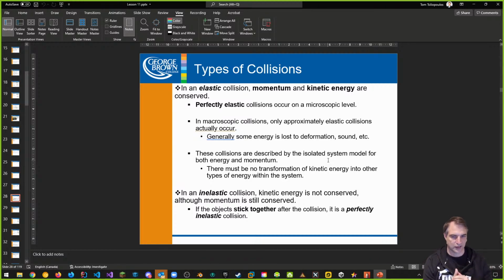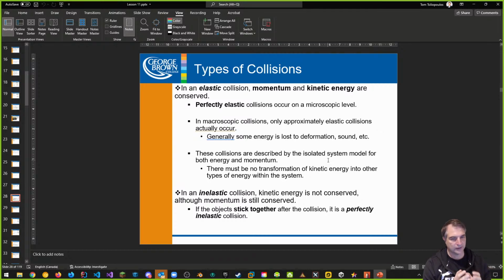Let's talk about those collisions again that we talked about earlier: elastic and inelastic collisions. In an elastic collision, momentum and kinetic energy are conserved, 100%. So that's what we're talking about in your assignments. I want you to think about your assignments as elastic collisions. We're not going to crumple them. There's not going to be deformation. None of that stuff is happening, right?